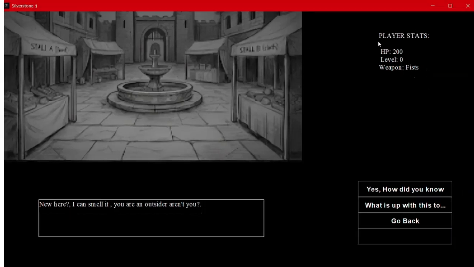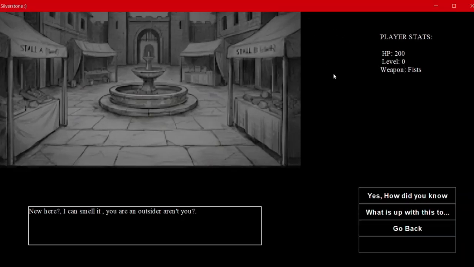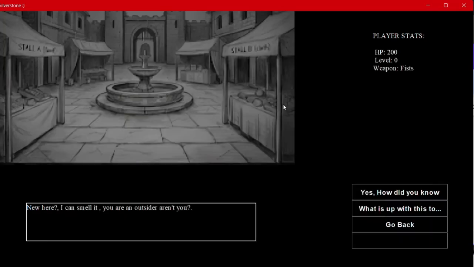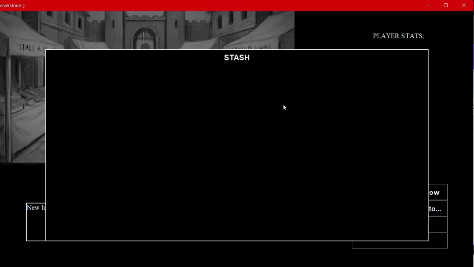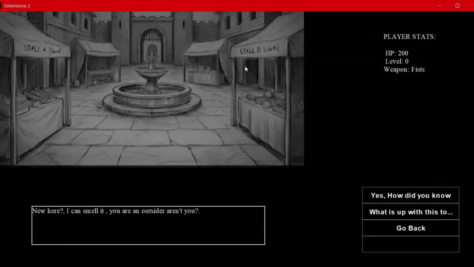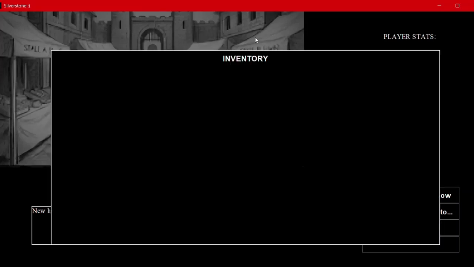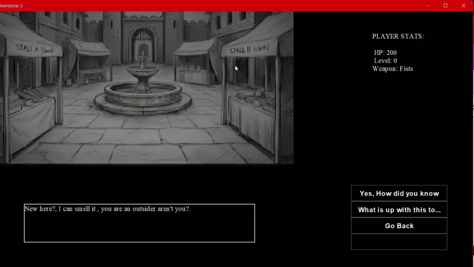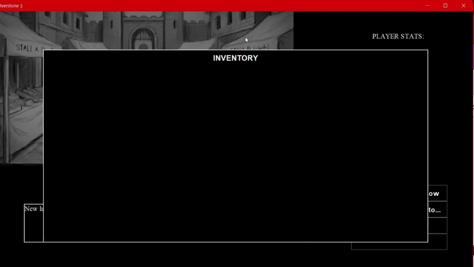I also added this, and it shows the health level and what weapon the player is holding. And then we have the inventory and stash system. In the inventory you can store the weapons, the swords, the pickaxes, the axes, and the armor, the helmet, the chest plate, the leggings, and stuff. And then we have the stash where you can store all the ores.